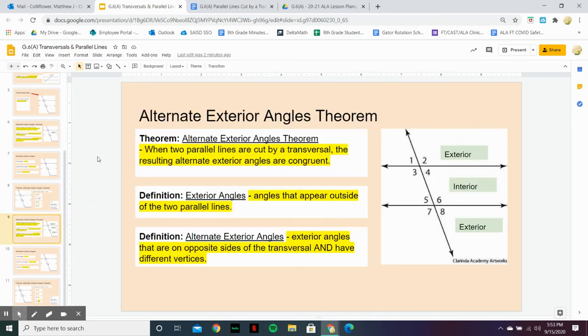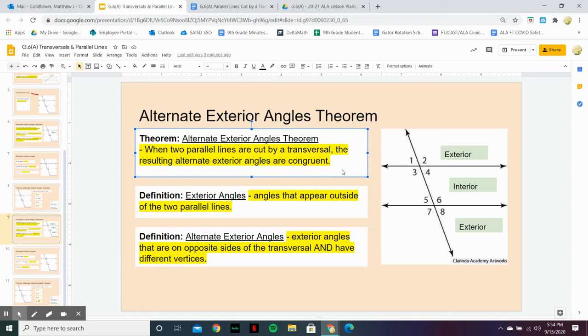Now, we are going to talk about the second theorem, and it's kind of like the counterpart to the first one that we talked about. This theorem is the alternate exterior angles theorem. And this theorem says that when two parallel lines, like the ones we have in our picture, are cut by a transversal, which is this line, the resulting alternate exterior angles are congruent.